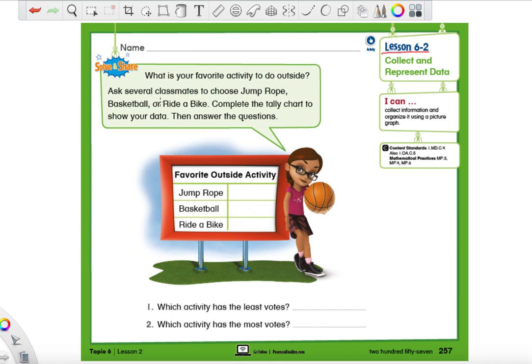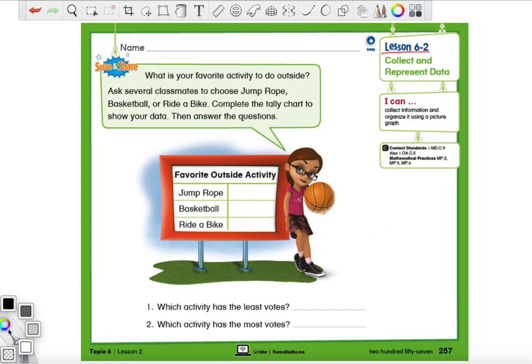Okay, first, let's read what this girl is saying. It says, what is your favorite activity to do outside? Ask several classmates to choose jump rope, basketball, or ride a bike. Complete the tally chart and show your data. Then answer the questions. So, since this is a video, we can't exactly do a classroom vote now, can we? But I can make one up for us. So don't worry, I got us covered.